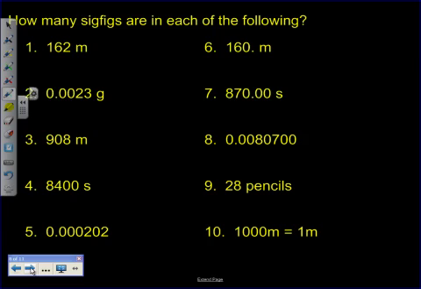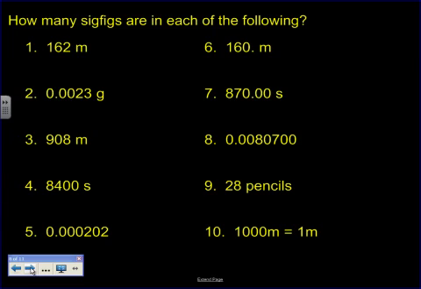So we're going to run through a few examples here just to make sure that you know what's going on. I'll try to explain these as best I can. Everything in number 1 is all non-zeros, so 3 sig figs. Number 2, those are leading zeros. Cancel them out, they don't matter.